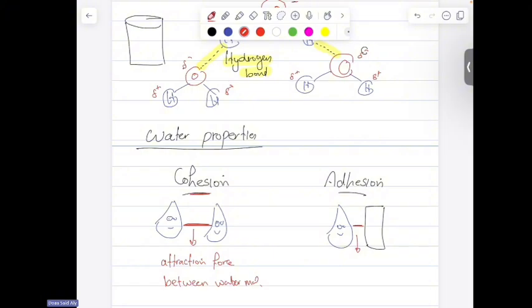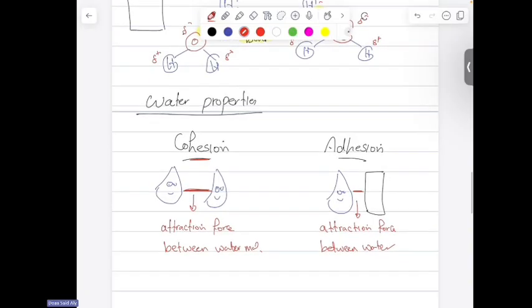Okay, so in other words we can say that adhesion is an attraction force between water and anything else. It can happen between the water and any other substance. خلاص, I will not write any example. Between water and any other substance.